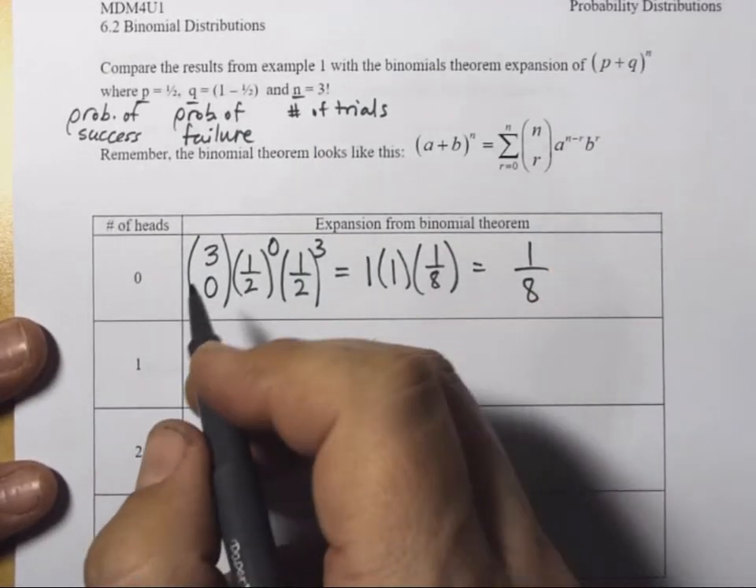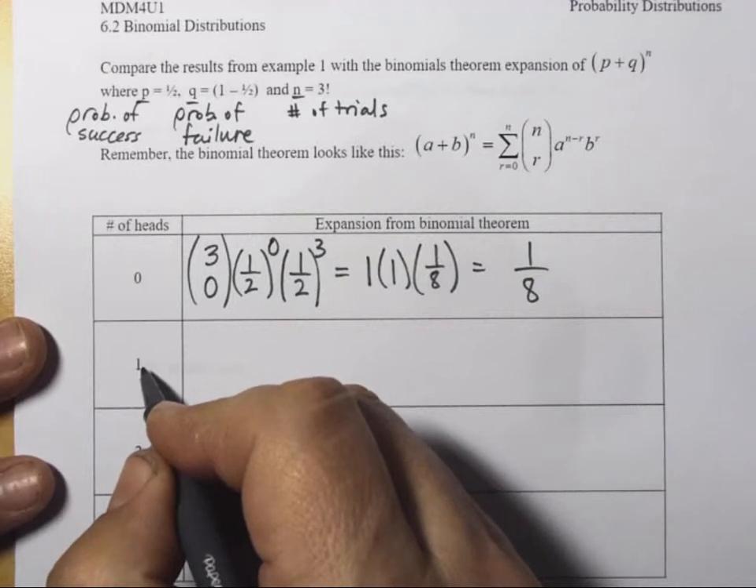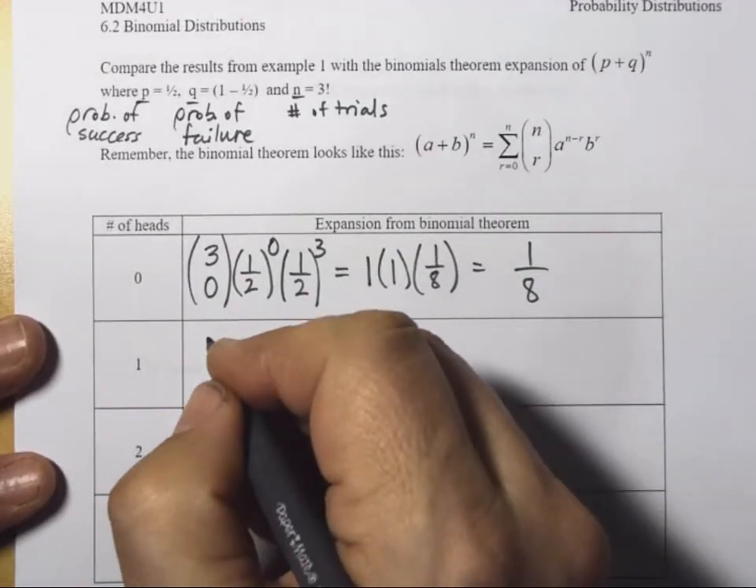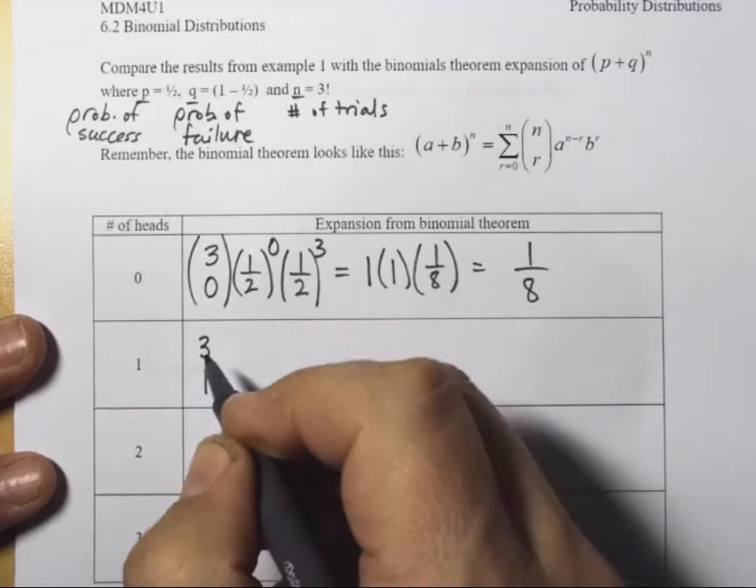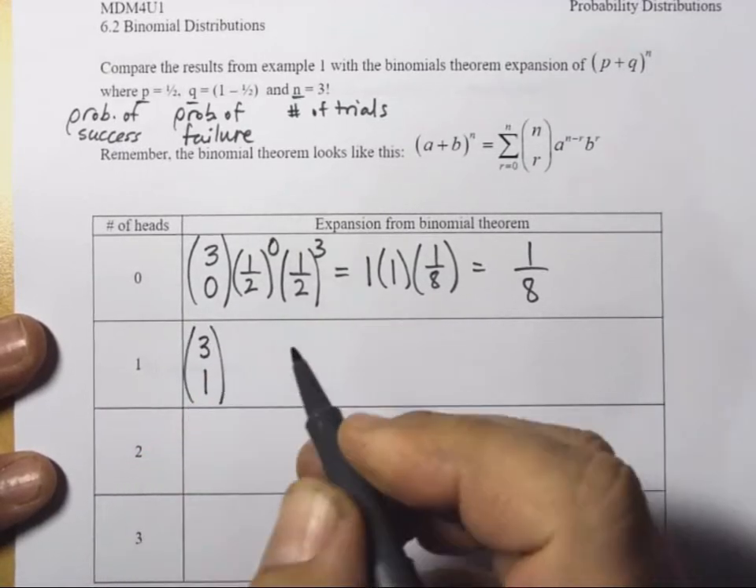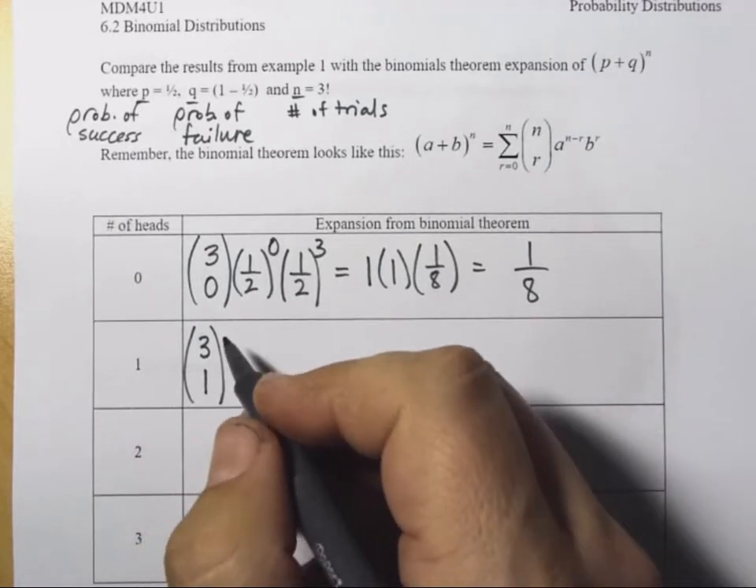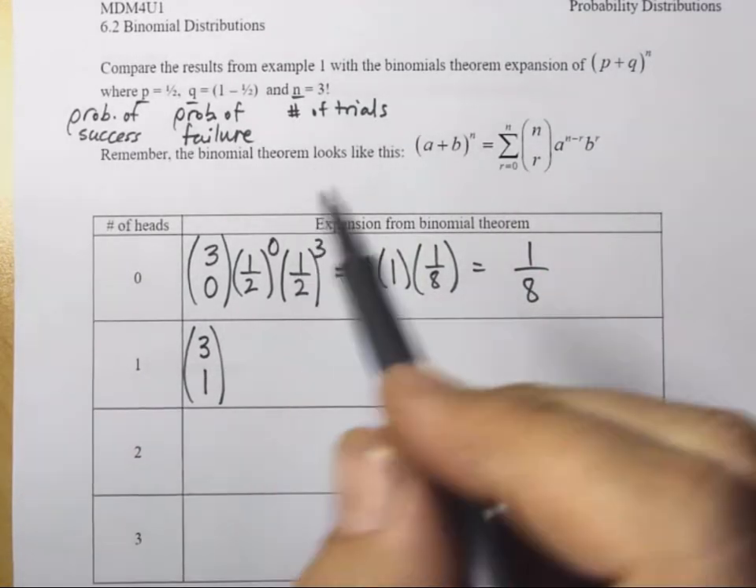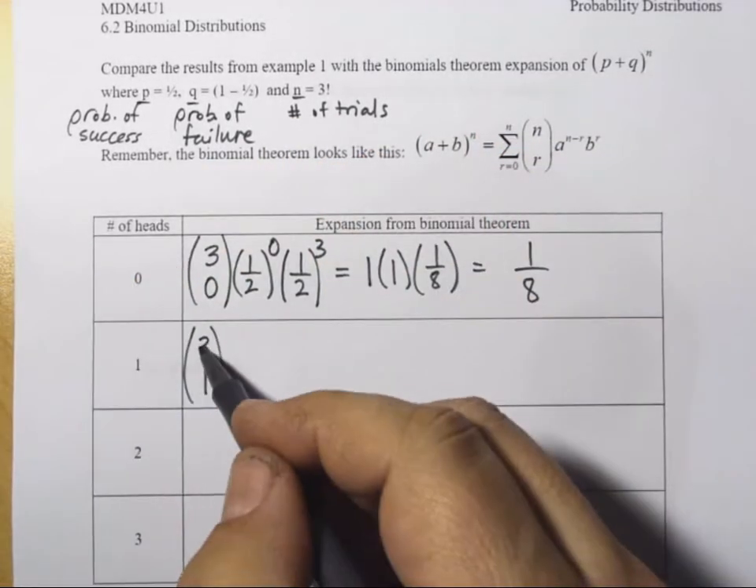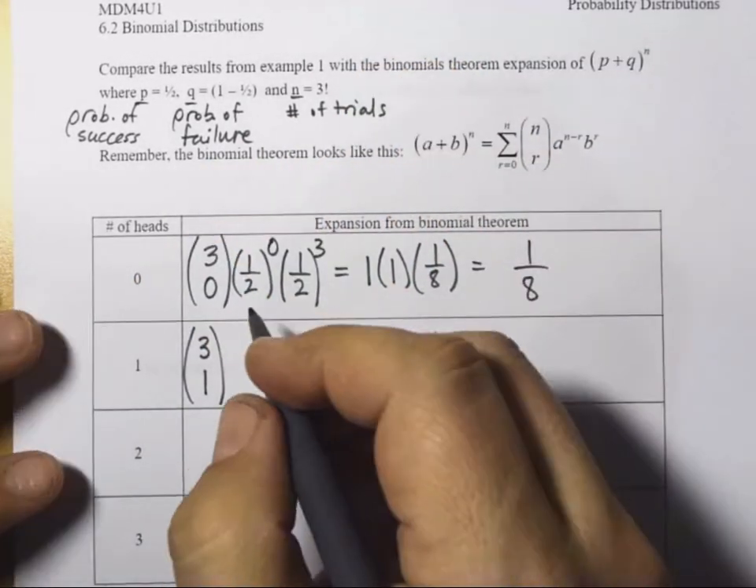Let's go to 1. If we got 1 head, one successful thing, which was flipping a head, that means that out of 3 flips, 1 of them was successful. How many pathways on that tree diagram are there for 1 successful head? Well, we counted them. There were 3 of them. 3 choose 1 is 3 ways.